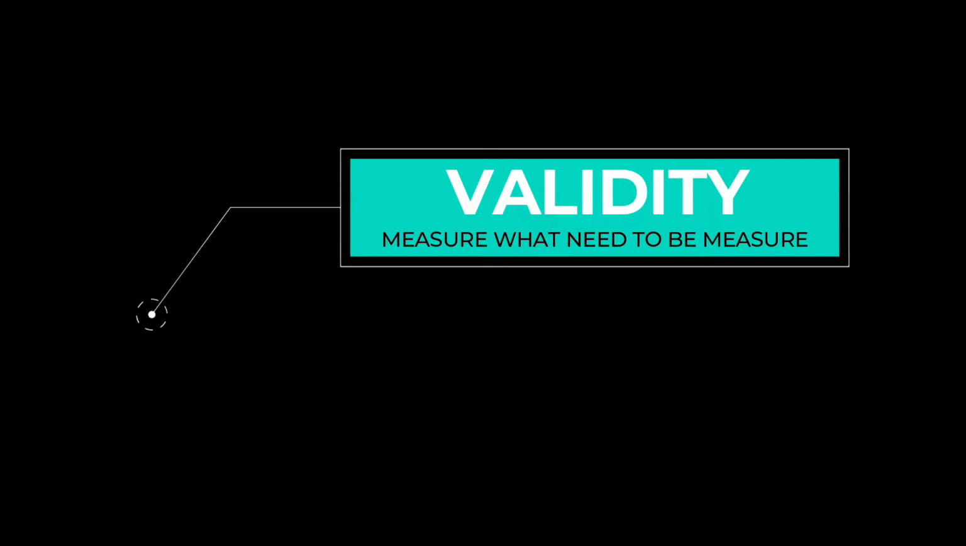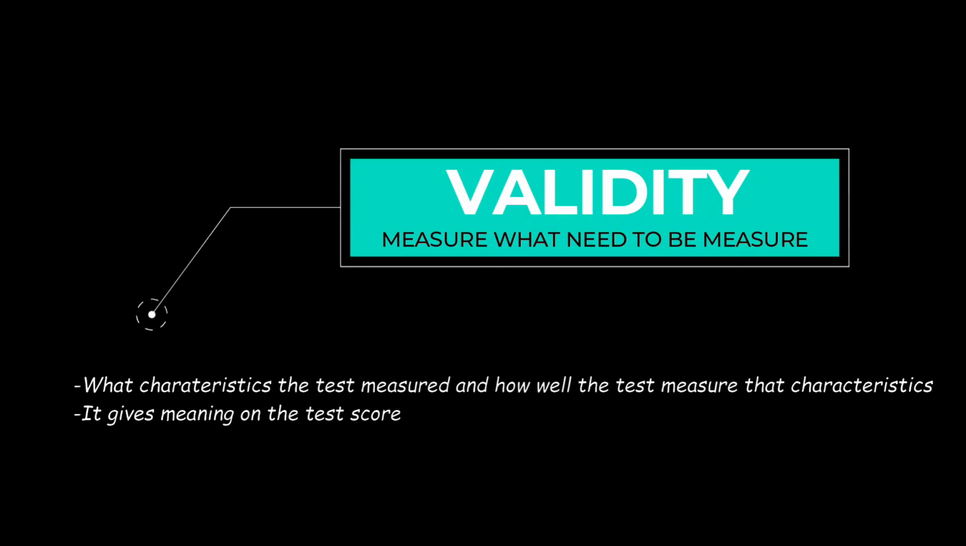Next, we will move on to the validity and reliability of the test, which is general and specific knowledge of result. First, I will briefly explain what validity is. Validity refers to what characteristic the test measures and how well the test measures that characteristic, which means it gives meaning to the test score. It can also be simplified as measuring what needs to be measured.